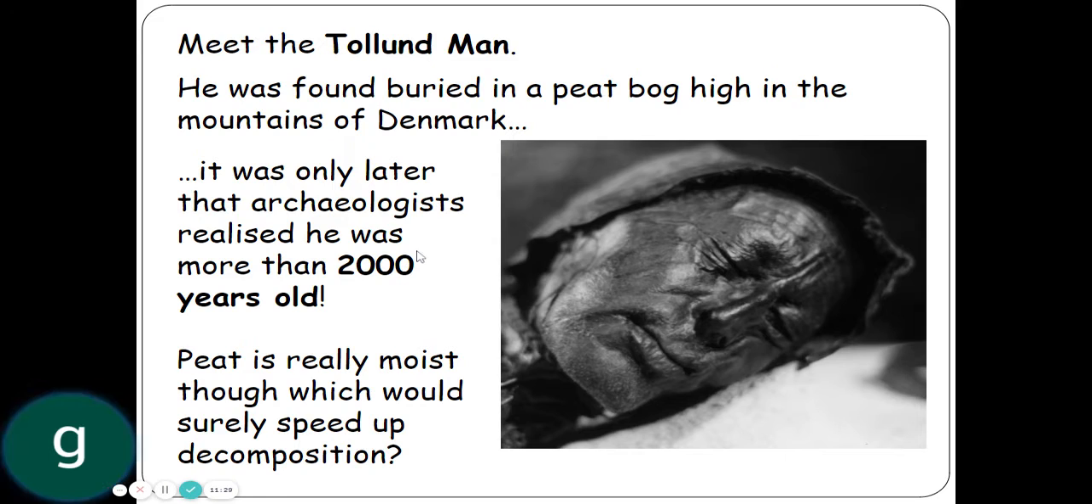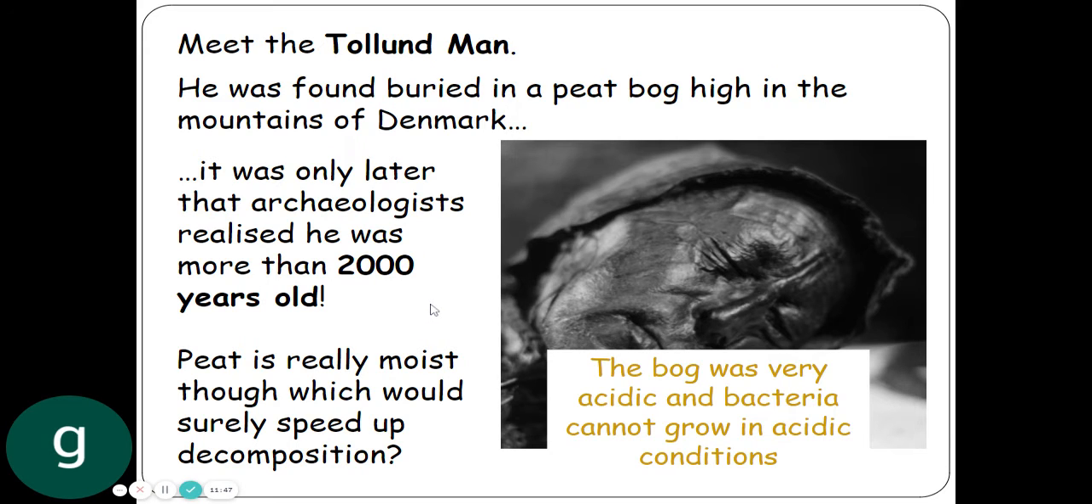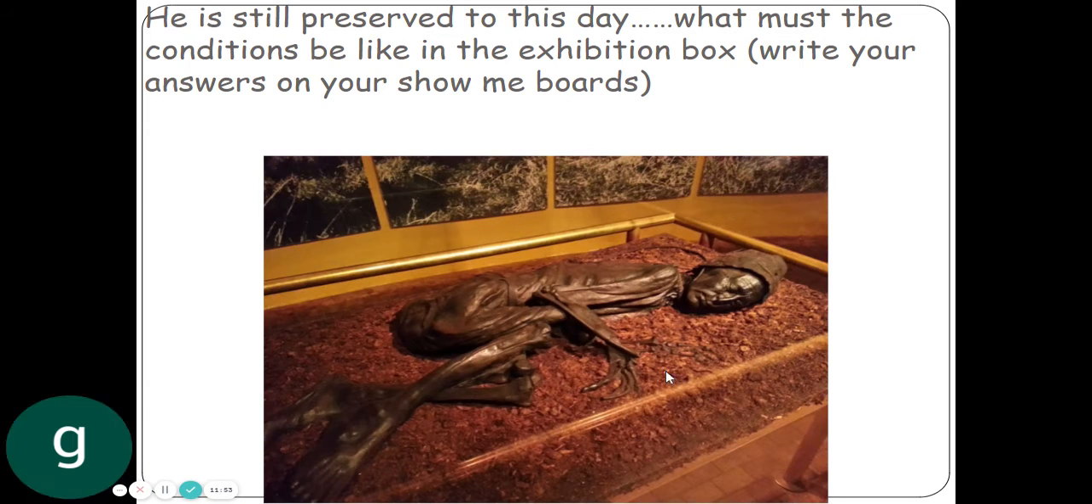This is the Tollund man. He was found buried in a peat bog high in the mountains of Denmark. It was only later found that he was 2,000 years old. Peat is very moist. Why do you think he therefore did not decompose? It's because it's a very acidic environment and bacteria don't really like acidic conditions, so he's still quite well preserved.